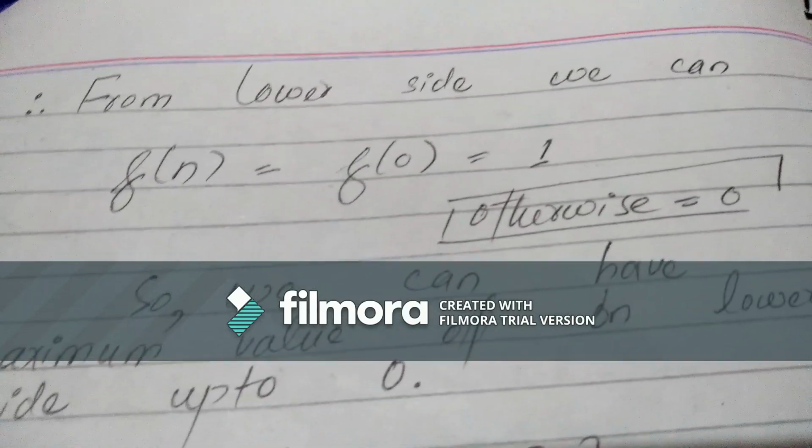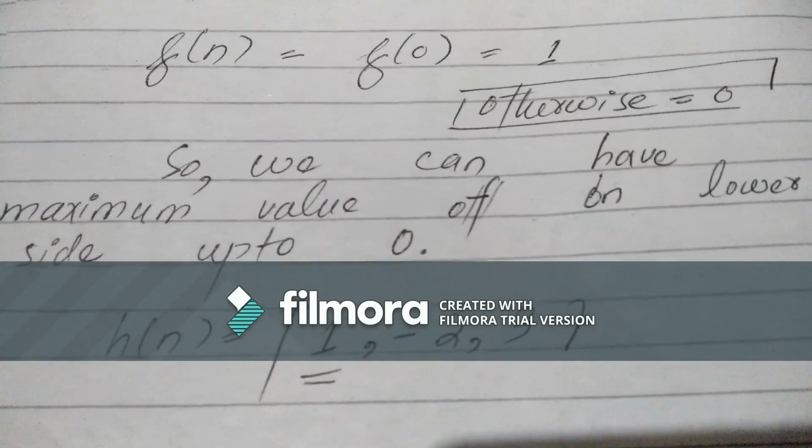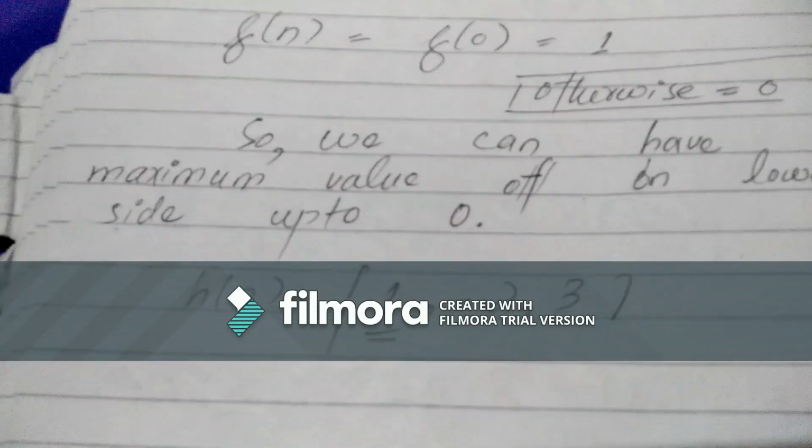Now, from the lower side, we can say that delta of n is equal to 0 otherwise. So we can have the maximum value on the lower side up to 0 if we are looking at an example.